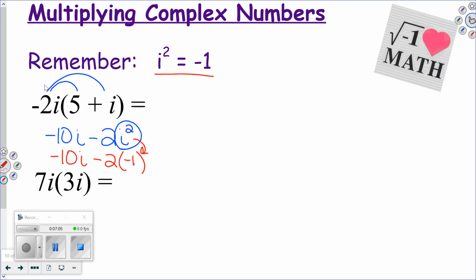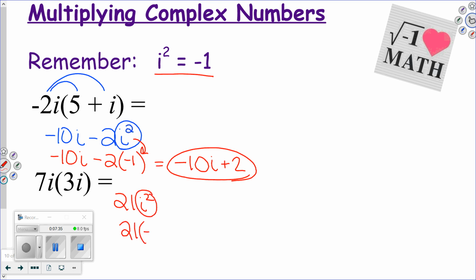Bye, Cole. All right, so then negative 2 and negative 1 gives me 2. So negative 10i plus 2. So if you have an i squared, replace that i squared with a negative 1, and then just go ahead and finish simplifying. All right, so right here, 7i times 3i gives you 21i squared. But i squared is negative 1, which gives me negative 21.